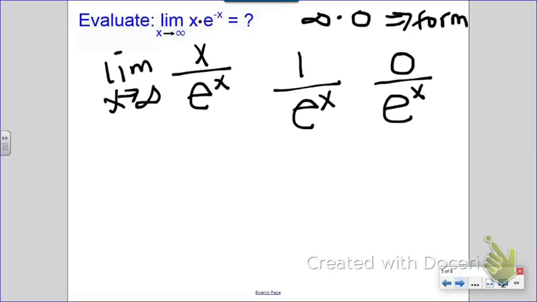So the limit is 0 as x approaches infinity, because 0 over anything is 0. You are allowed to use L'Hopital's rule and take the derivative as many times as you need to, generally only twice, in order to find your answer.